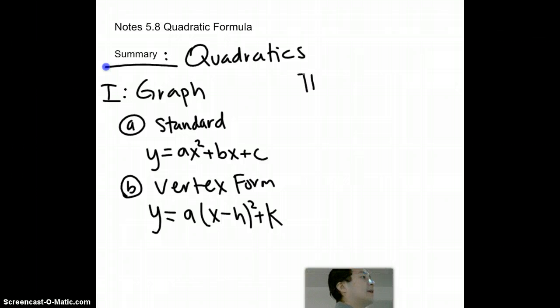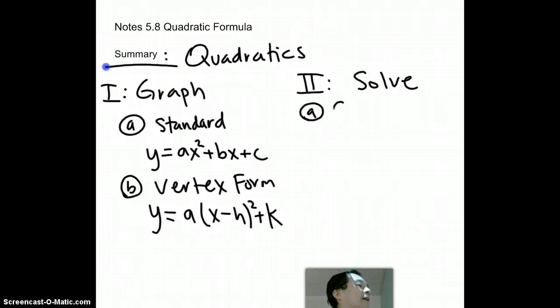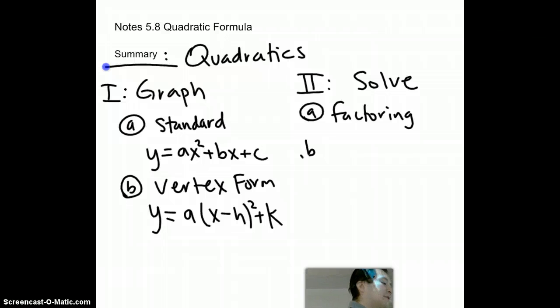So that's all about graphing. Then 2, the thing we needed to learn was how to solve. We learned 3 ways, and today will be your 3rd way. The first way you learn how to solve is called factoring. The second way is called completing the square.